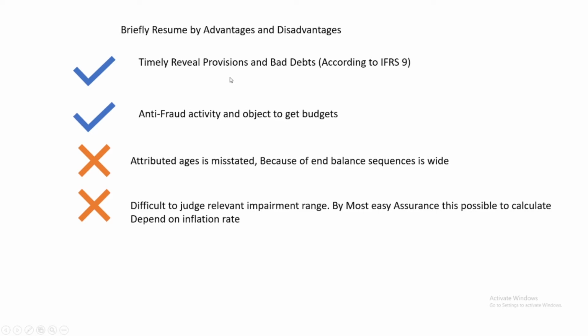Okay, let's discuss these procedures: what are the advantages and the disadvantages from our point of view. First, the most useful is the timely revealing of provisions and bad debts. It's a pretty good control system and meets the requirements of IFRS 9, especially on the expected credit loss section. It is also anti-fraud and supports objective budgets. It excludes fraud deals by non-integrated management.